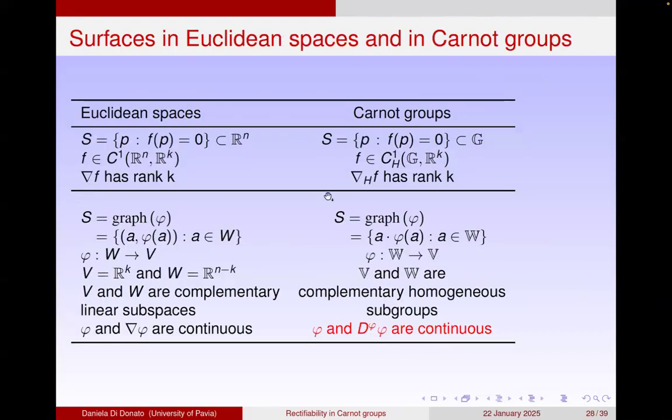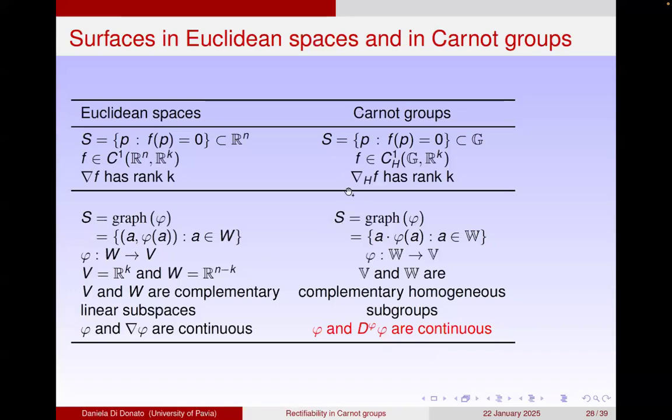So this is an important scheme of my research. If in Euclidean spaces we consider S the level set of a C1 map and we want the gradient to have maximum rank equal to K, in Carnot groups we consider S the level set of a C1H map from G to RK and we want the horizontal gradient to have maximum rank equal to K. If in Euclidean space we consider S the graph of a map phi from W to V, where V is equal to Rk and W is equal to Rn minus k, so we want V and W to be complementary linear subspaces, and we want phi to be C1.